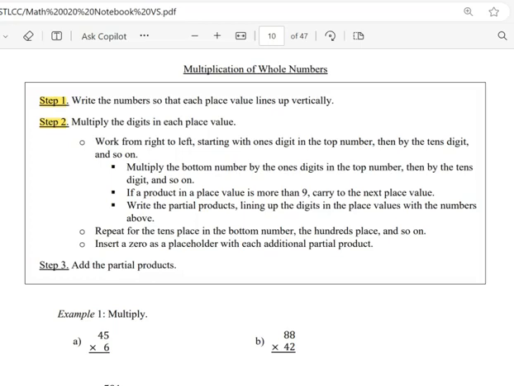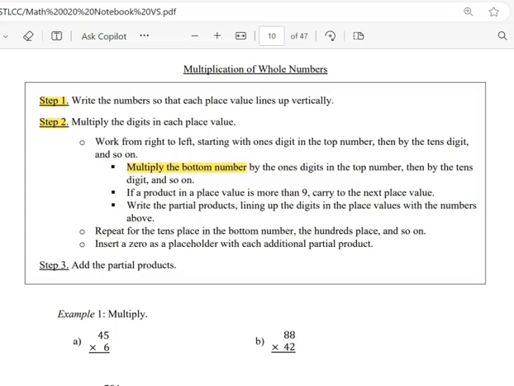So what we do is, working from right to left, starting with the ones digit in the top number, then the tens digit, and so on. But what you are actually doing is keeping an eye on the bottom number, and you're going to grab the right digit of the bottom number and multiply it by every digit in the top number, starting from the right.